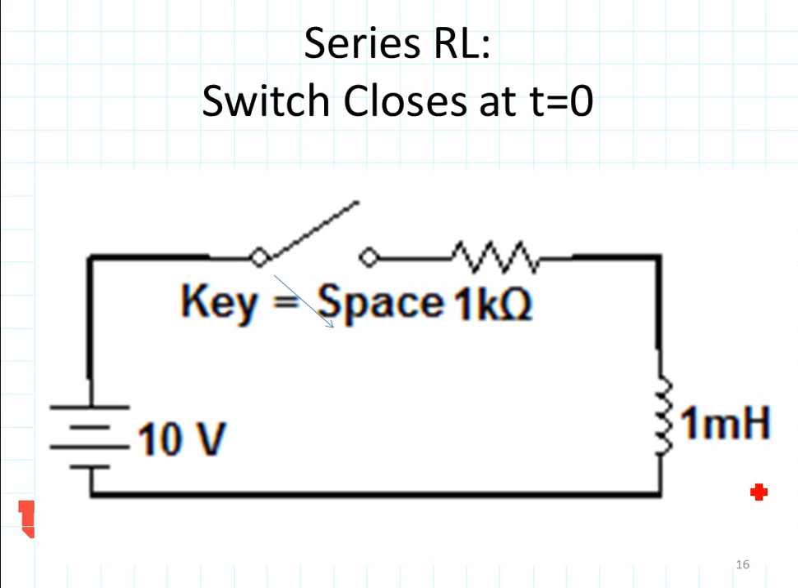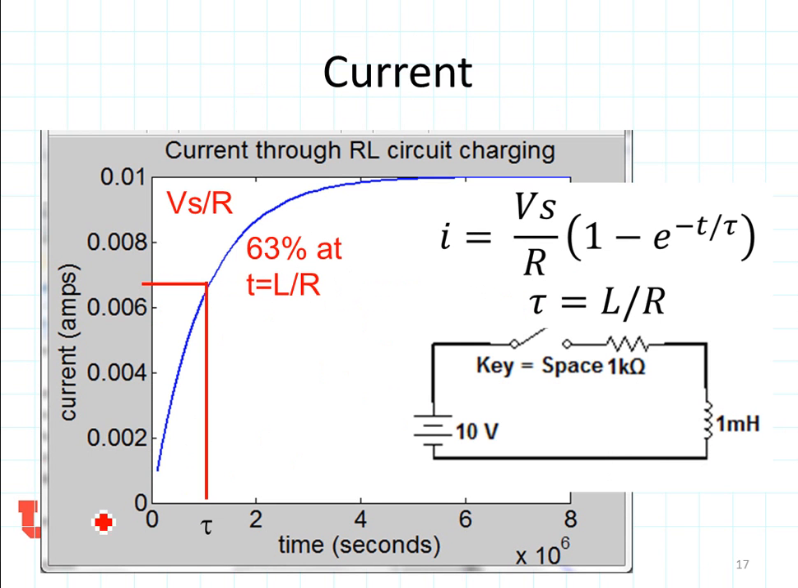Now let's review the RL circuit. This is again when the switch closes at t equal to 0, and we want to find out what happens to the voltage and current. If you recall, the current here changes gradually. It started out as 0, and then it gradually builds up to Vs over R, reaching 63% of its value at the time constant. The time constant in this case is L over R.